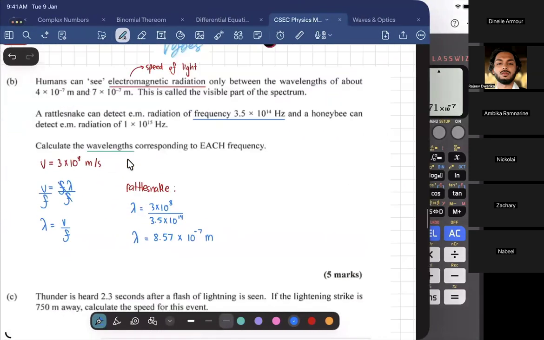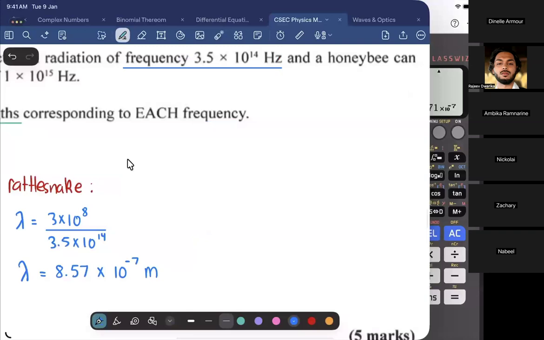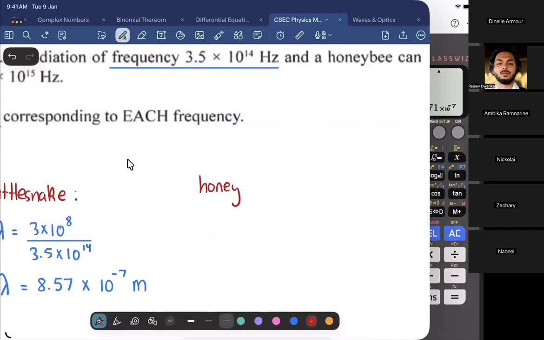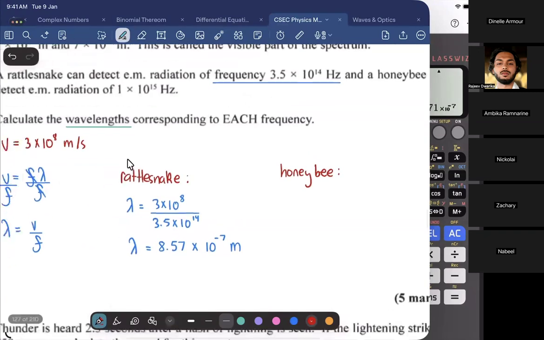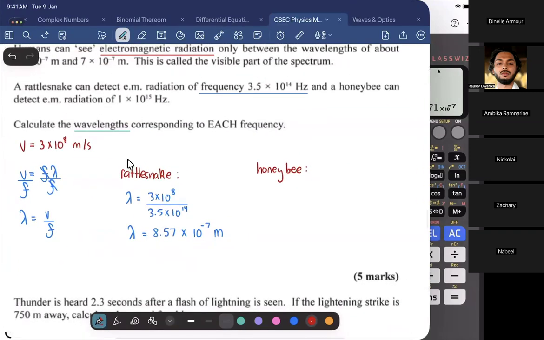Okay, now let's move on to the honeybee. Honeybee, right? And Danelle, I want you to help me with this, and you'll see how easy it is. Right, so Danelle, we want to find the wavelength. We already have the formula. So the formula for wavelength is V over F.